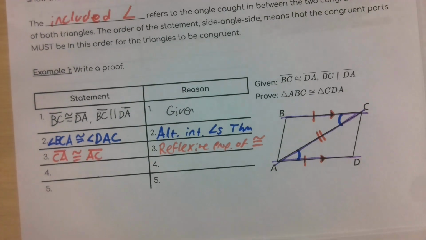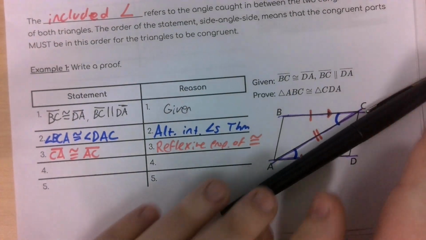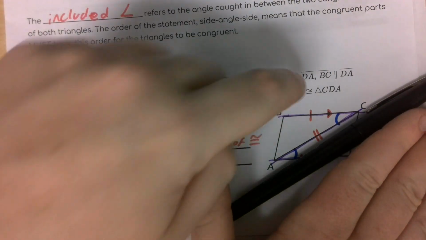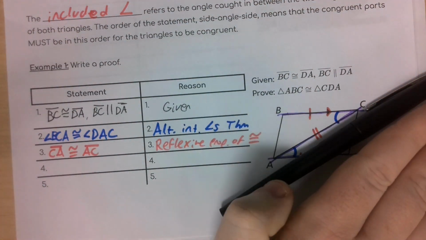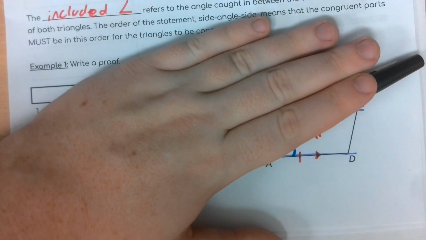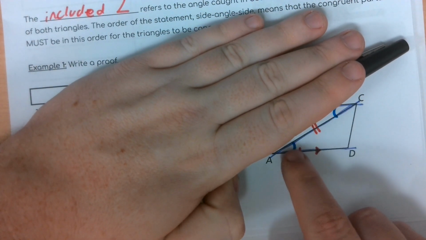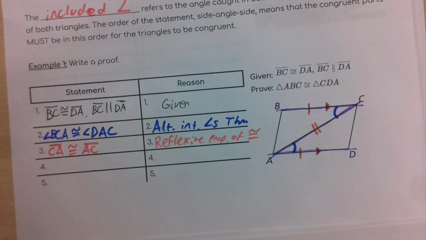Now this diagram looks like a lot, but let's analyze it. On this top triangle, we have a side, an angle, and a side, and that angle is included between the two. On the bottom triangle, we have a side, an angle, and a side, and again we have it as an included angle, and we know that all of those are congruent to each other.